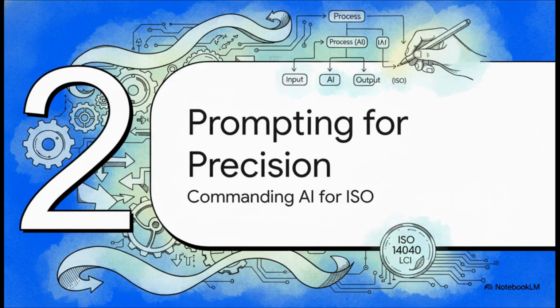But here's the secret. The AI doesn't just do this on its own. The quality of what you get out depends completely on the quality of what you put in. It all comes down to what we call prompt engineering. Basically, learning how to give the AI the right commands to get those ISO-compliant results you need.